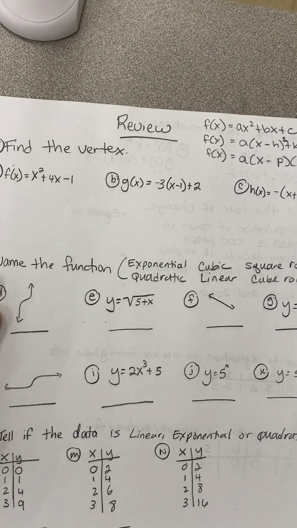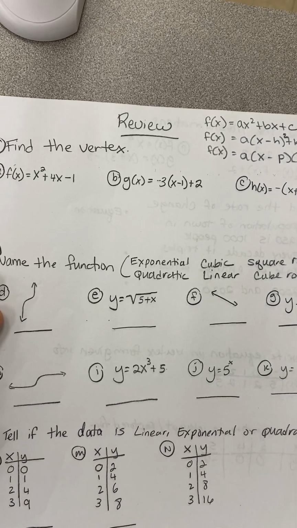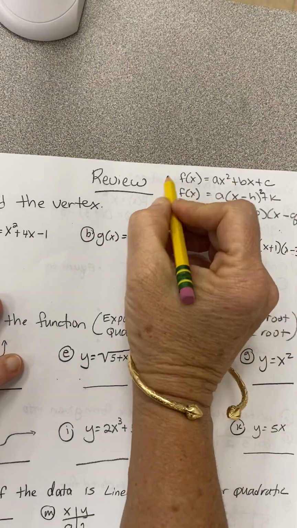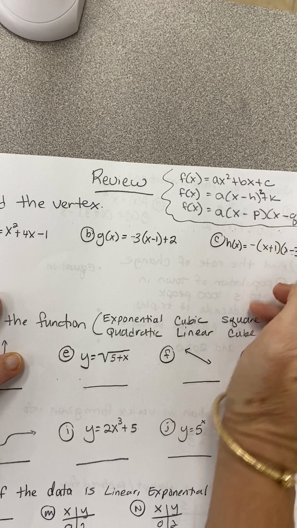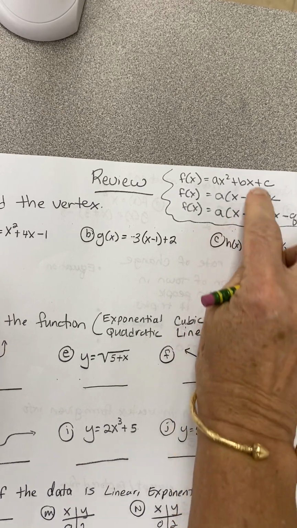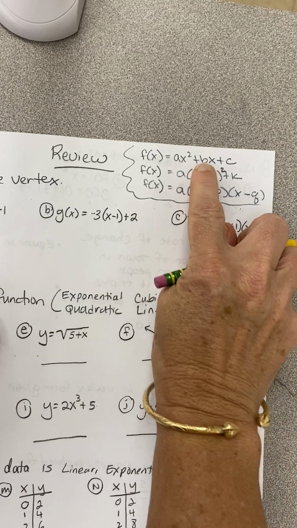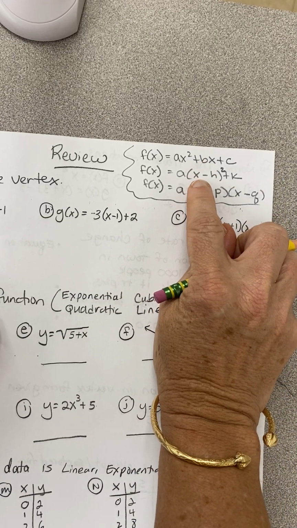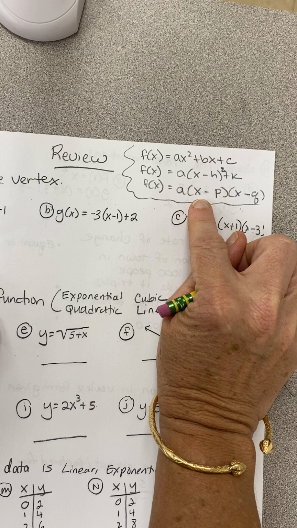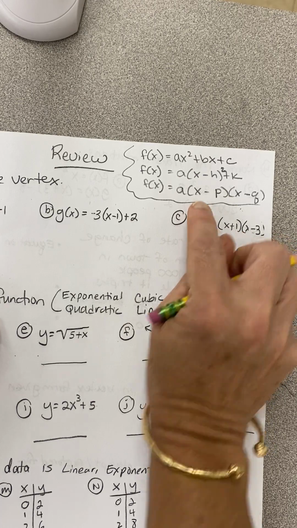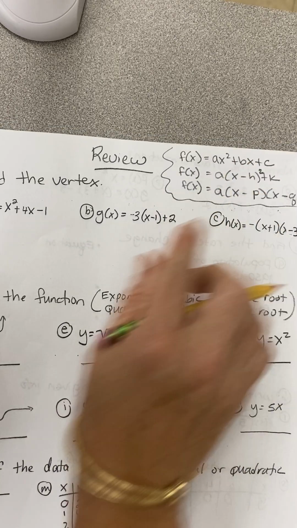Hi, this is the review that we are doing for the quiz, but I thought it may help you prepare for the test. So on the top corner, I just hand wrote in all the questions, all the formulas that will be given to you. So this is standard form, this is vertex form, and this is intercept form, also called factored form, okay? So those will be provided.